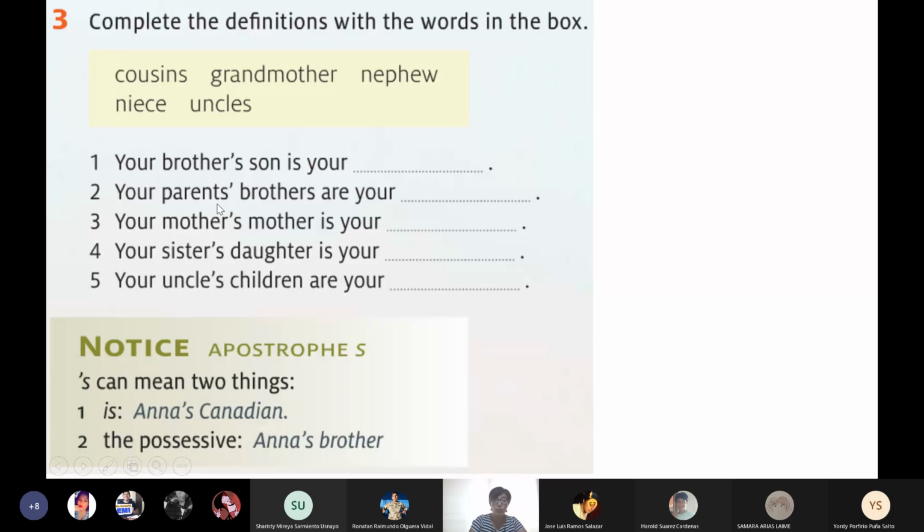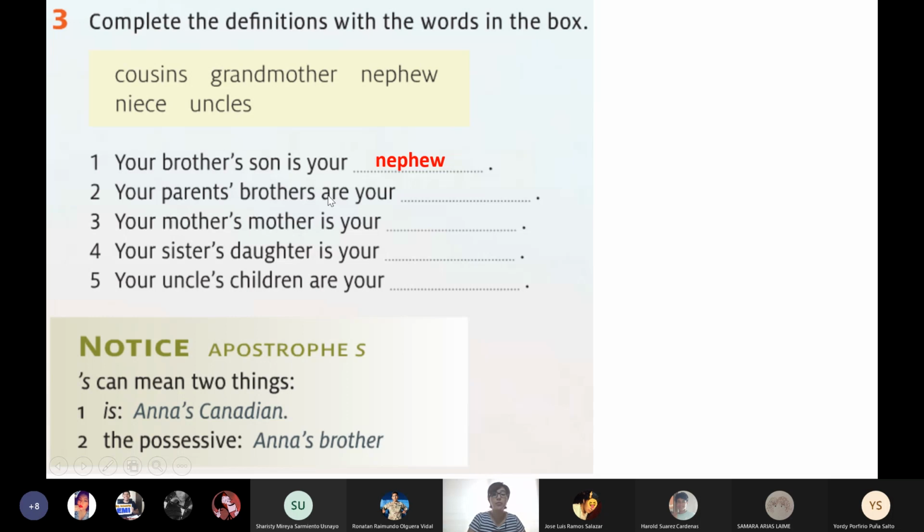Si quieren, lo pueden ir en su cabeza mentalmente, lo pueden traducir, ¿no? El hijo de tu hermano es tu sobrino, right? But in English, you have to say it in this way. ¿Sí? Pero cuando hablan en inglés lo vamos a decir de esta forma. Your brother's son is your nephew.